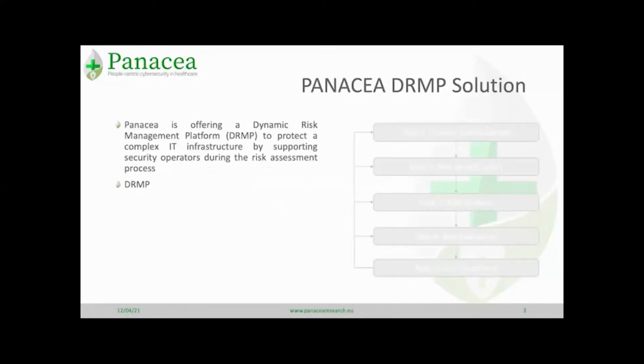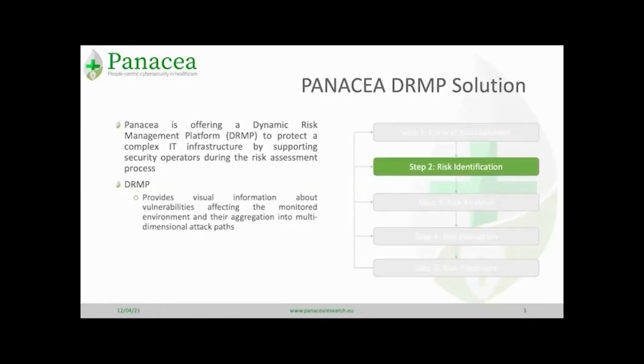The tool is offering a platform to assist security operators in the computation and the assessment of the risk. And in particular, if we consider the classical 5-step approach for assessing and evaluating the risk, DRMP will assist the security operator in step 2, risk identification, by providing visual information about vulnerabilities affecting the system and how they can be aggregated to compose multidimensional attack paths.